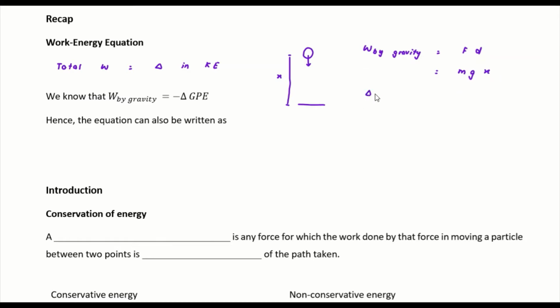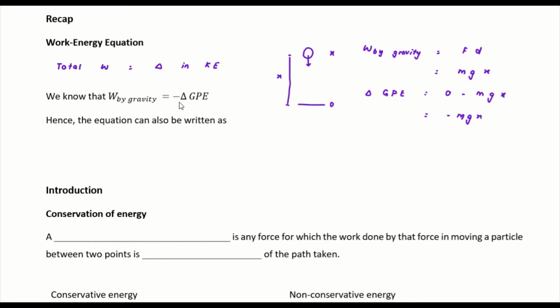When we try to find the change of the gravitational potential energy for this object, let's denote the ground as 0, so the height here is x. Using the final gravitational potential energy, which is 0, minus the gravitational potential energy at the initial position, which is mg times h, where h is x, it gives us negative mgx. So we know that the work done by gravity is equal to negative the change in the gravitational potential energy.